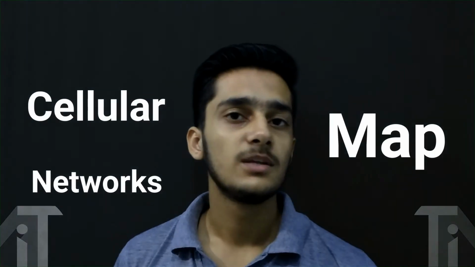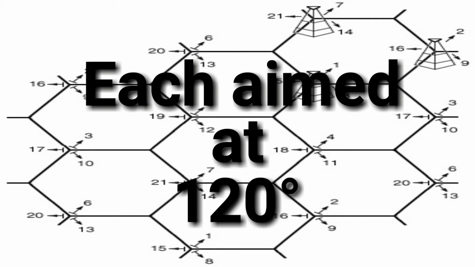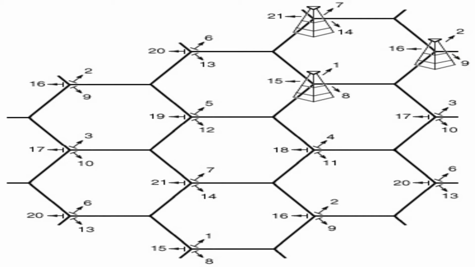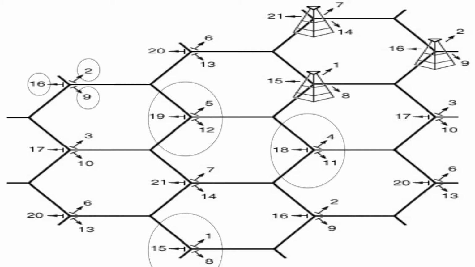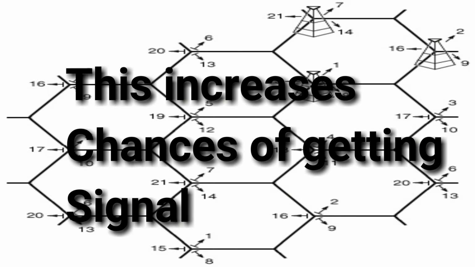So let's have a look at a cellular network map and study that. Here's a cell network map with a telephone tower located at the corner of a hexagon where 3 cells converge. Each is aimed at 120 degrees. You can see here it is divided into 3 different cells with different frequencies. This provides a minimum of 3 channels and 3 towers for each cell, increasing the chances of receiving a usable signal from at least one direction.